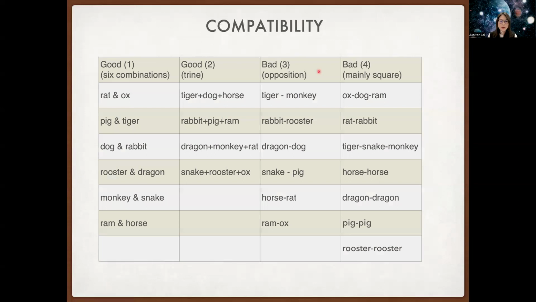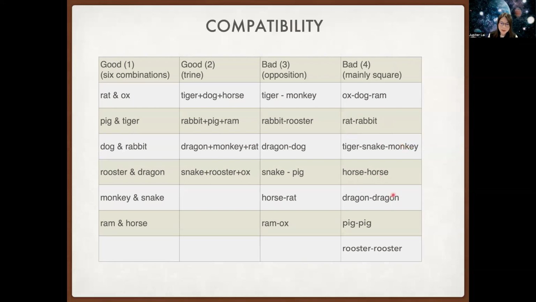For animals, they are in bad relationship when they are in opposition. So it's just the same principle. Another way of seeing they are in bad relationship is when they are in a square relation, like rat and rabbit, tiger, snake, and monkey. So it's like a square relationship.